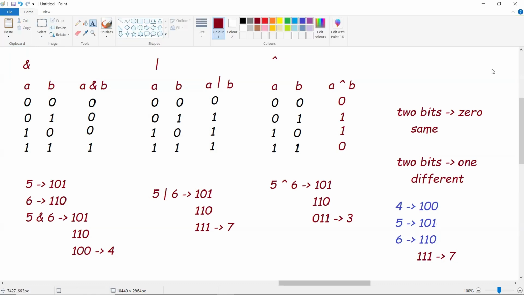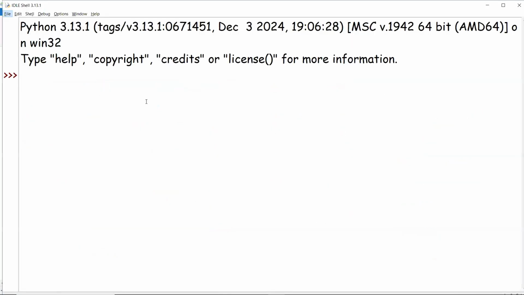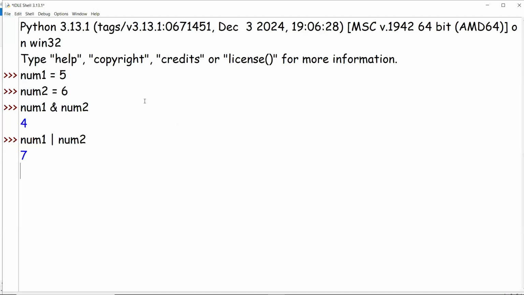Let's see the same result in our IDLE shell. So let's go to Python IDLE. Let's take the same things: num1 equals 5, num2 equals 6. Let's perform the bitwise operations. num1 bitwise AND num2, the answer is 4. Similarly, num1 bitwise OR num2, the answer is 7. num1 XOR num2, the answer is 3. Let's also perform 4 XOR 5 XOR 6. The answer is 7.